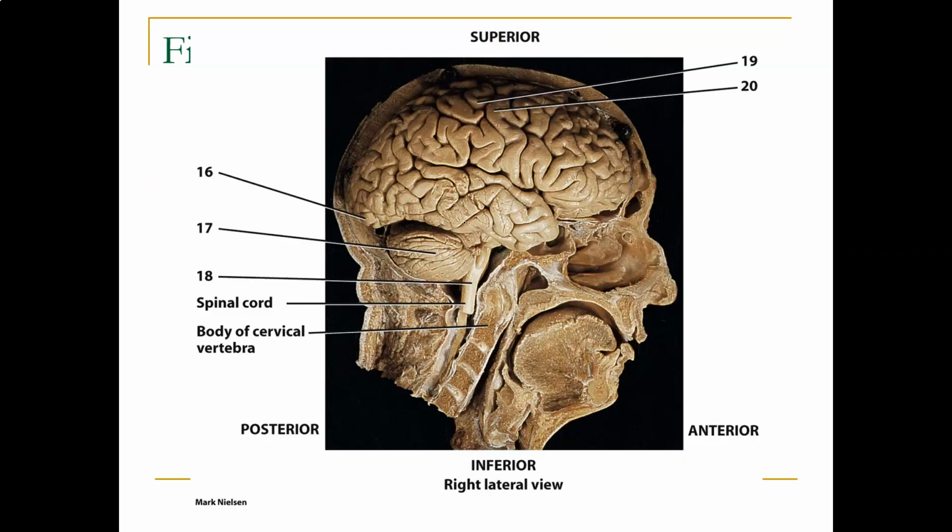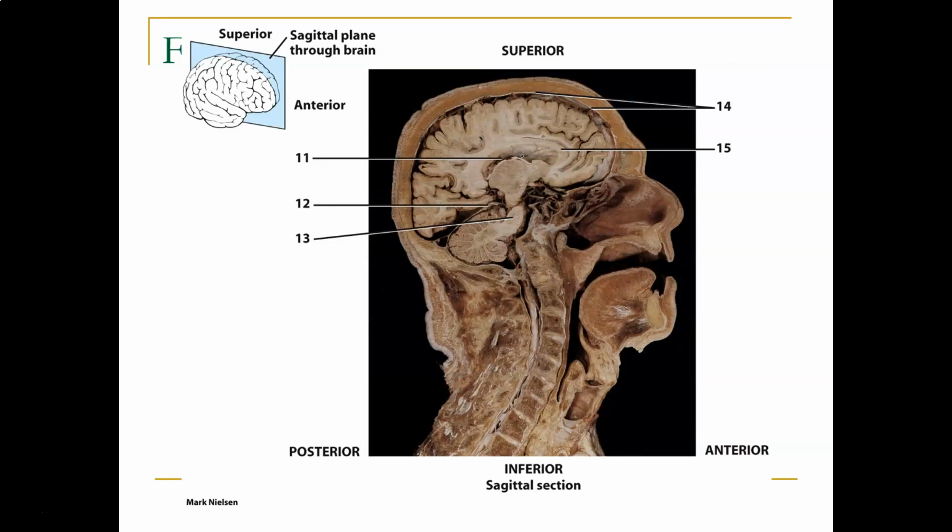Okay, here's just a couple interesting cadaver views of the brain. Notice how highly folded it is. We'll talk about that. Here's another view where it's a sagittal section, and you can see the gray and the white matter pretty clearly in this view.